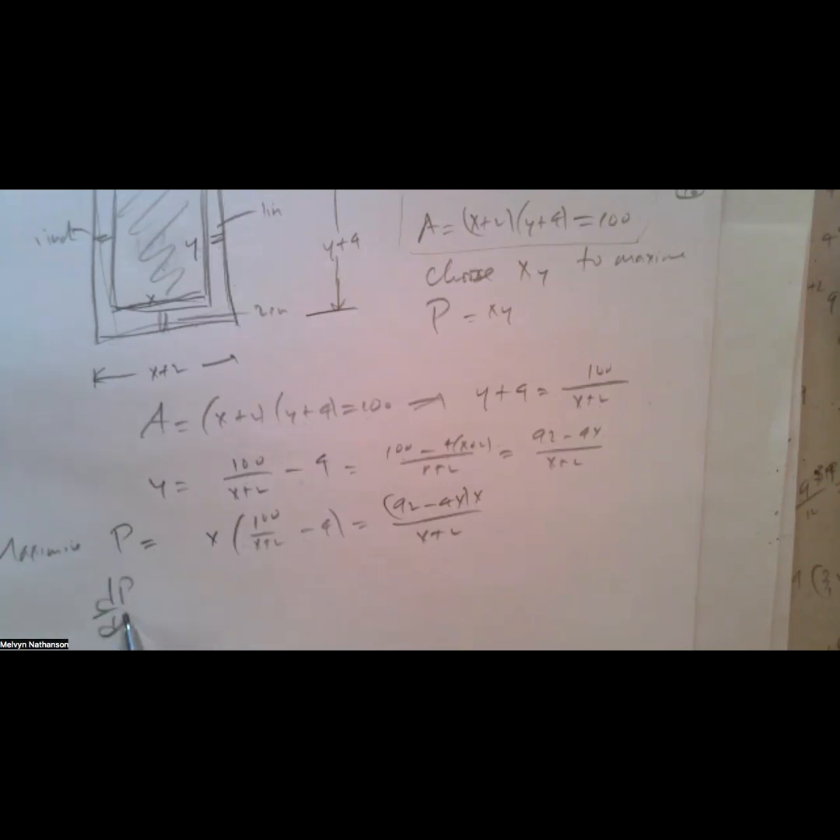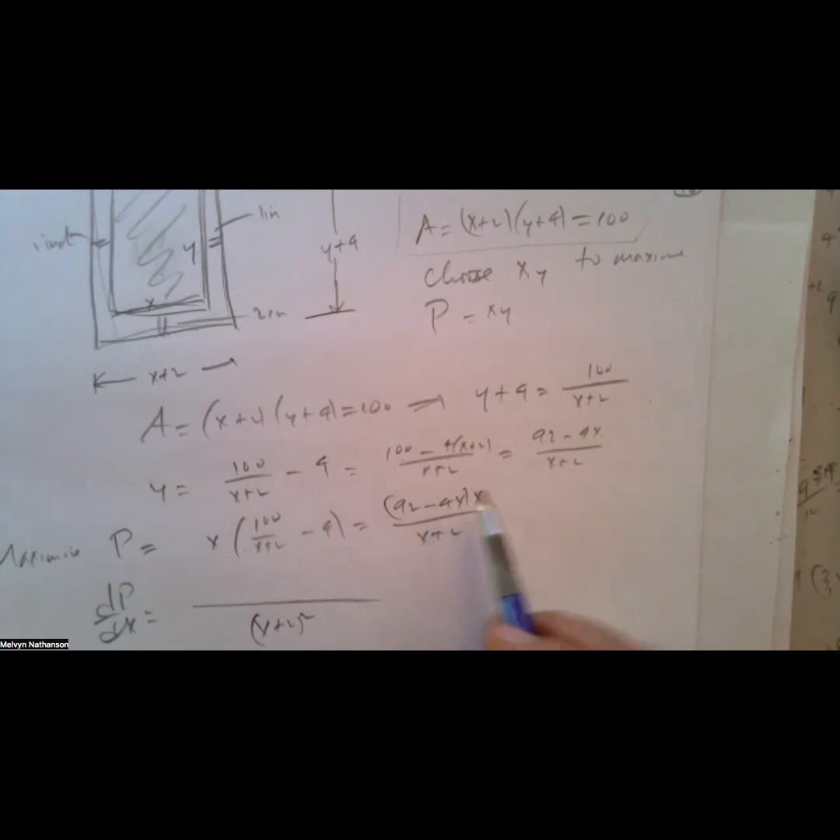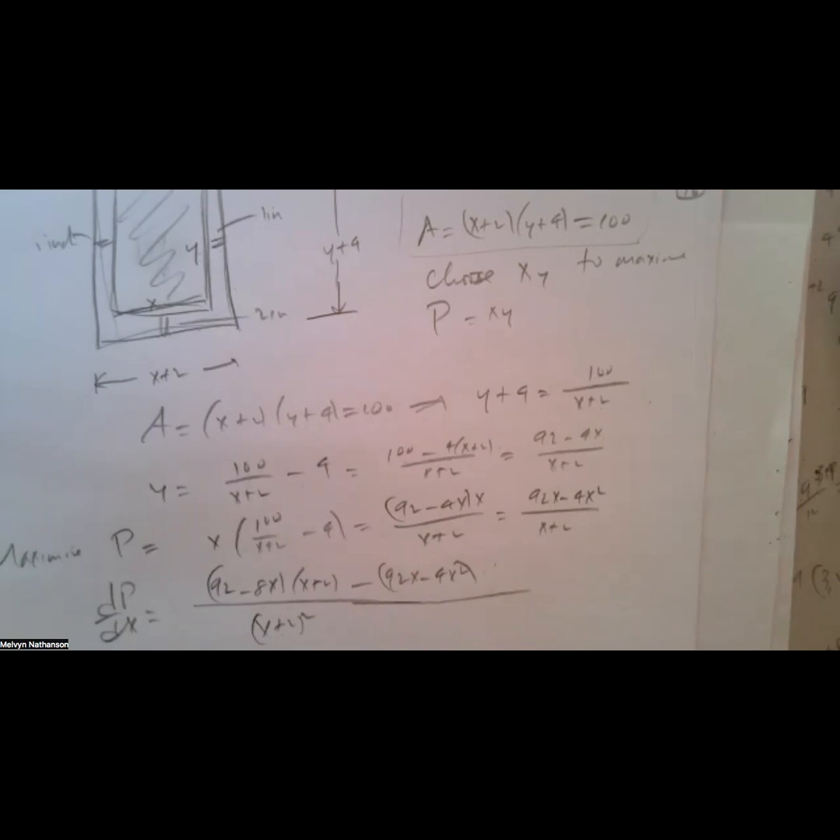We have to differentiate. dP/dx is equal to what? This is over X plus 2 squared. The derivative of the numerator, let's see, what is this? This is 92X minus 4X squared over X plus 2. If I differentiate the numerator, I get 92 minus 8X times the denominator minus the numerator times the derivative of the denominator, which is 1. So what is this? Let me expand all this, over X plus 2 squared.